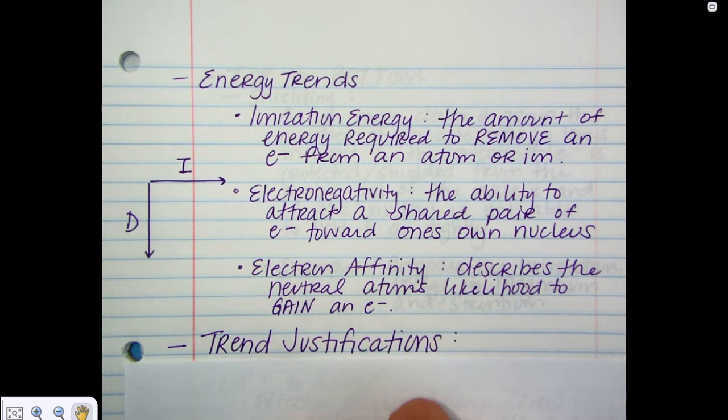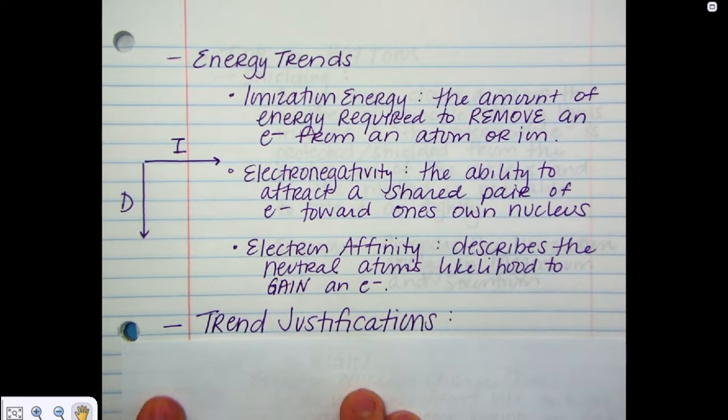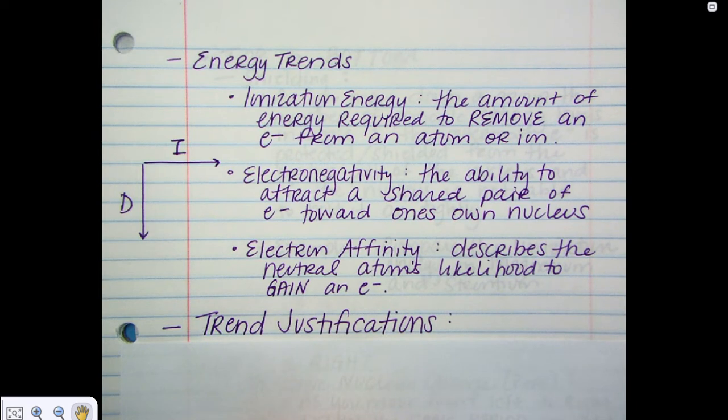Okay? All right, so now let's get into the justification part. How do I justify my choices appropriately? There are some specific terms and words that have to be used when you are justifying your selections of greatest and smallest using these trends.